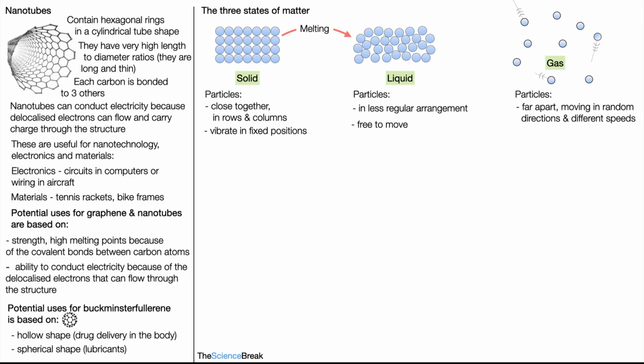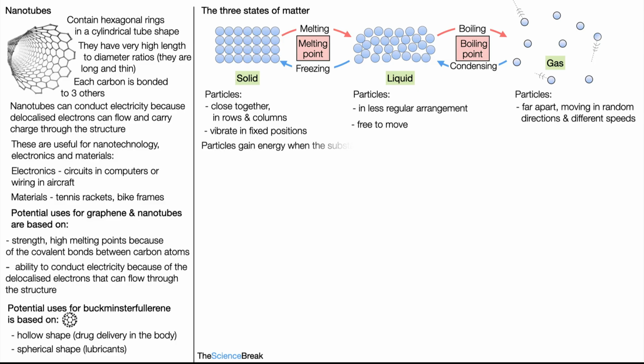To go from solid to liquid, that's called melting, and liquid to gas, that's called boiling. From gas to liquid, that's called condensing, and liquid to solid, that's called freezing. Please note that the point at which a substance melts and freezes is called its melting point, and the temperature at which it boils and condenses is called its boiling point. Remember, particles gain energy when the substance is heated and lose energy when the substance is cooled.